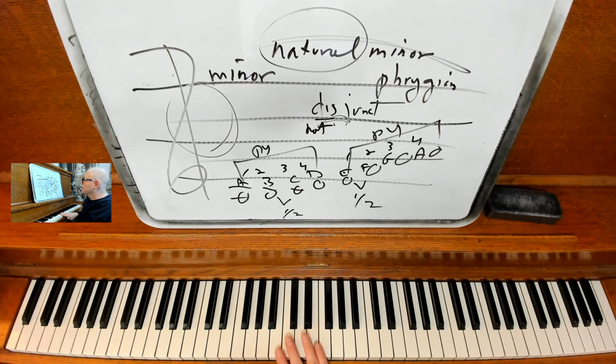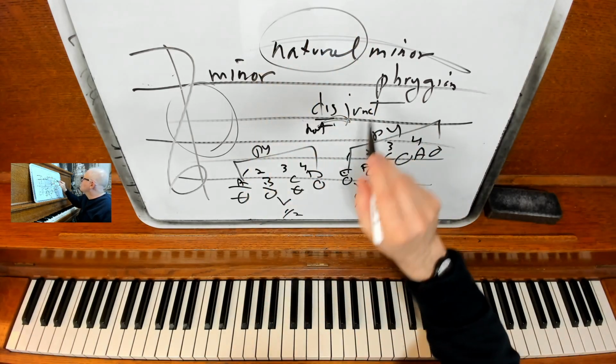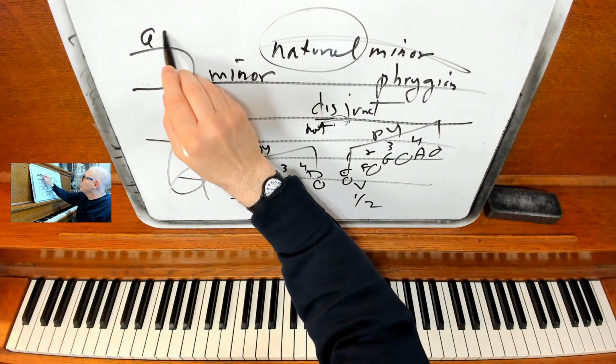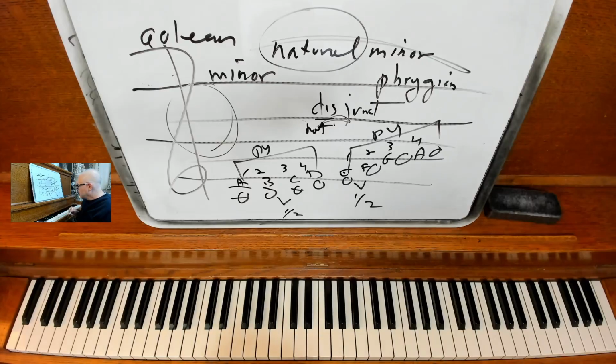A natural minor scale can have sharps or flats in it, but they are not accidentals, okay? The word accidental means a sharp, a flat, or a natural that is not in the key signature. So natural meaning all in the key signature. That scale is also called what? Aeolian, right?